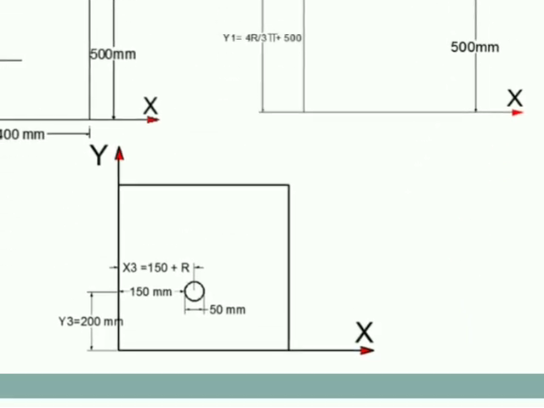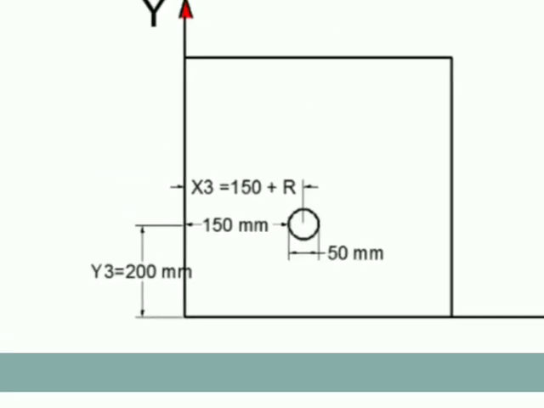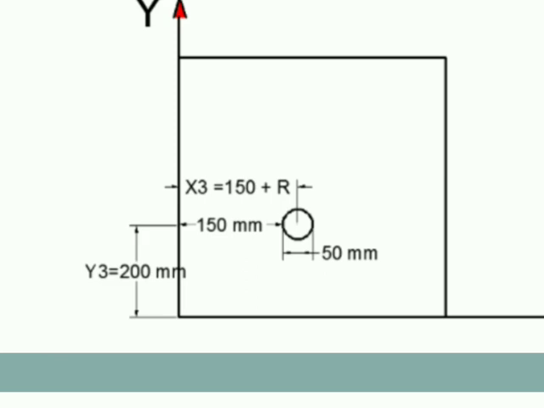Now comes the next figure, which is our cutout section. So what will be my value of x3? x3 will be 150, because we have to add from the axis 150 plus r, or half the diameter, because at the center of the circle, if we take from any edge, it will be d by 2, which is nothing but the radius. So my x3 will be 150 plus r, that is 150 plus 50 divided by 2, because 50 is the diameter and radius will be half of the diameter.